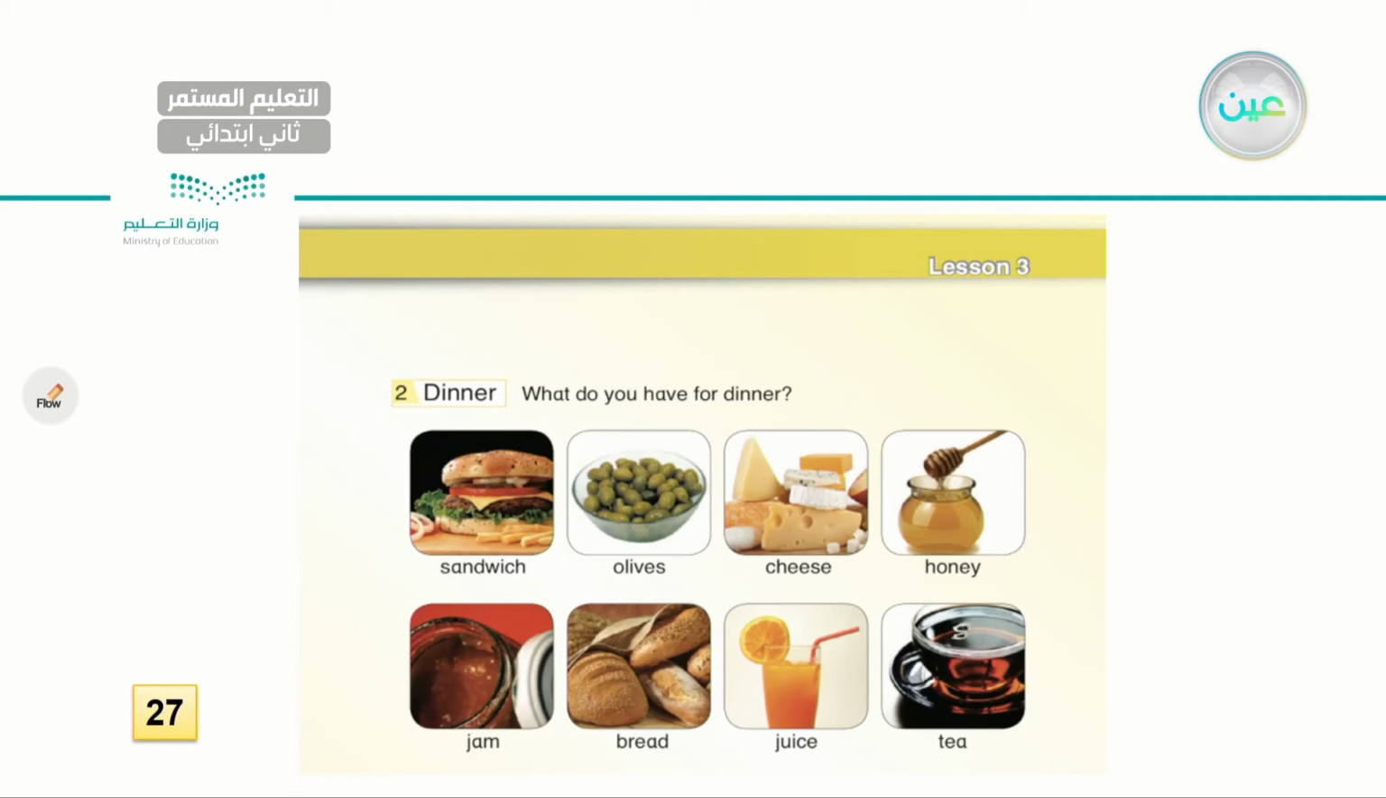olives, cheese, honey, jam, bread, juice, or tea. These meals are not as heavy as the one we have for lunch. Let's read them one more time. Sandwich, olives, cheese, honey, jam, bread, juice, and tea.